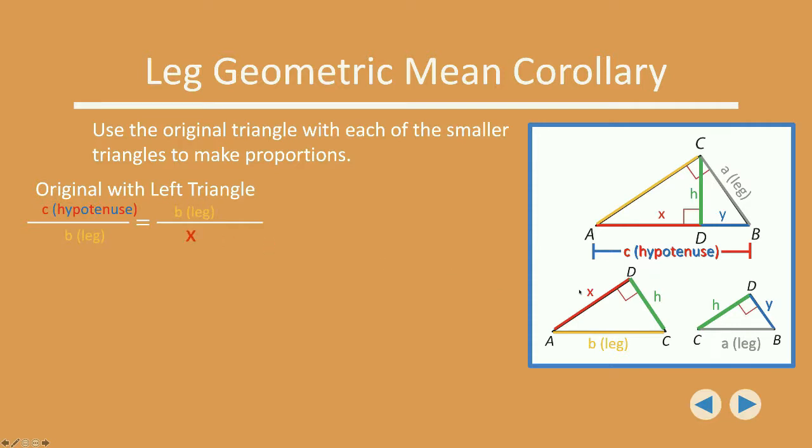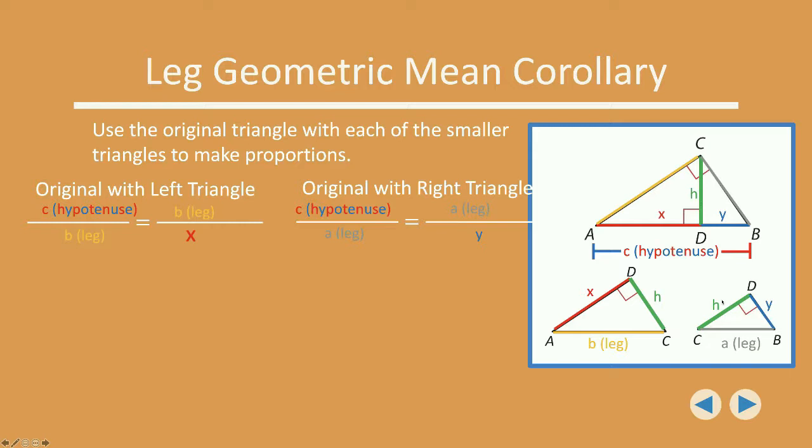And then we can look at the original triangle compared to the right, meaning the one on the right. We're going to do the same idea there. We have the hypotenuse, so this side, over the leg, is going to equal the leg, so this side up here, over this value y.